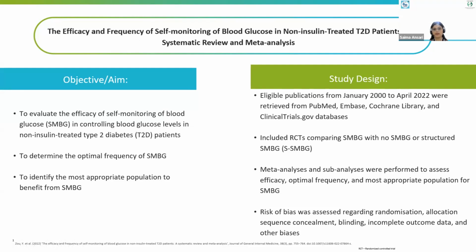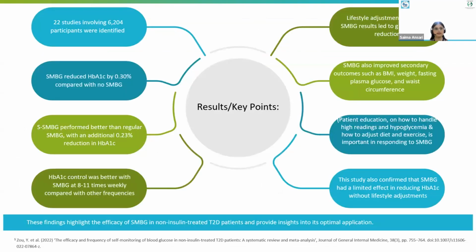So the eligible publications from January 2000 to April 2020 were retrieved from PubMed, and they included randomized control trials comparing SMBG with no SMBG or structured SMBG. Meta-analysis and sub-analysis were performed to assess efficacy, optimal frequency and the most appropriate population for SMBG. Risk of bias was assessed regarding randomization, allocation sequence concealment, blinding, incomplete outcome data, and other biases.